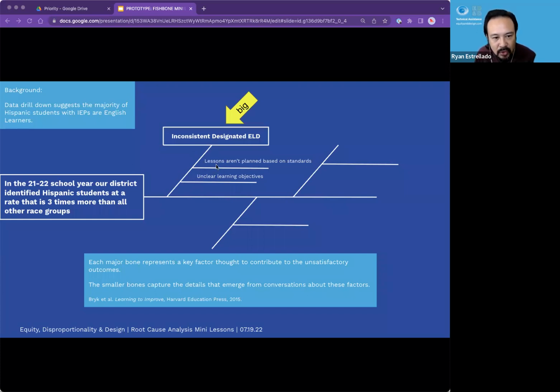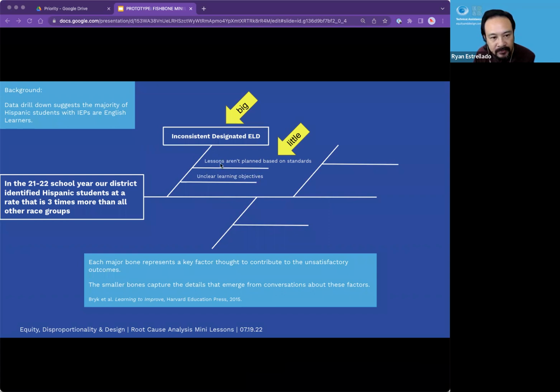And then you'll also see these horizontal lines here, and those are the little bones. Okay, so what do the little bones represent? Well, if the big bones are possible primary causes, the little bones are the smaller details that come up when your team is having conversations about the bigger causes. So I want you to imagine you're sitting around the table and you're saying, let's talk about this idea of inconsistent designated ELD. You will have details that come up naturally in that conversation that you'll want to note down, and those become smaller bones of the fishbone diagram.